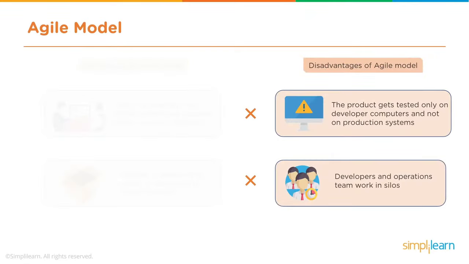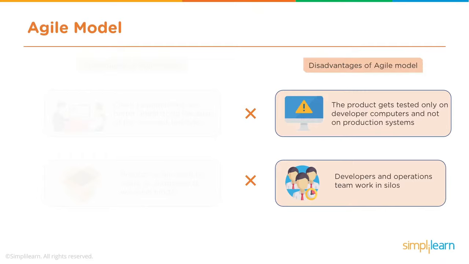However, there are also some distinct disadvantages. The product itself really doesn't get tested in a production environment. It's only being tested on the developer computers. And it's really hard when you're actually running Agile for the sprint team to build out a solution easily and effectively on their computers to mimic the production environment.